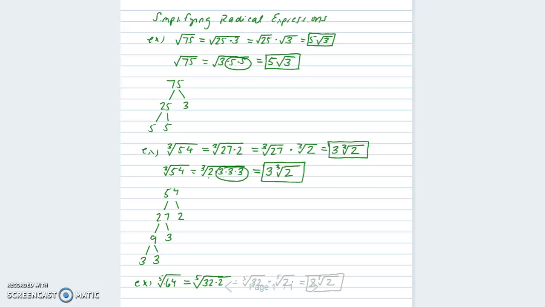So now we're able to separate these. We get the fifth root of 32 times the fifth root of 2. Well, the fifth root of 32 is a perfect fifth power, so we can go ahead and simplify that to be 2. And then we have to write the fifth root of 2, and this will be our final answer.